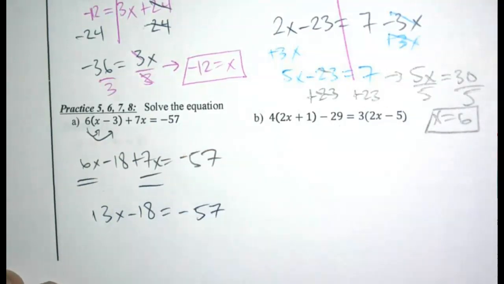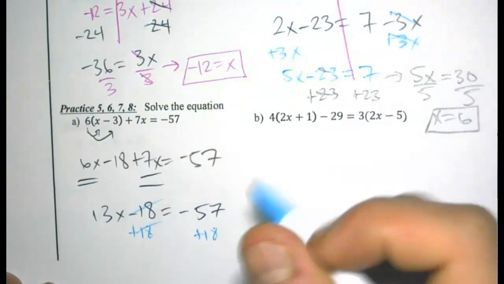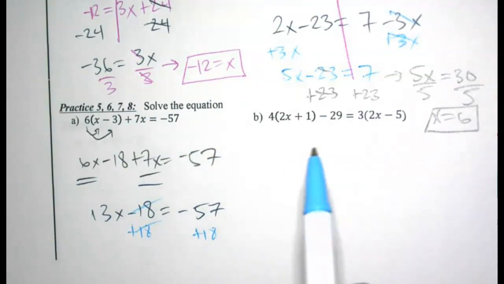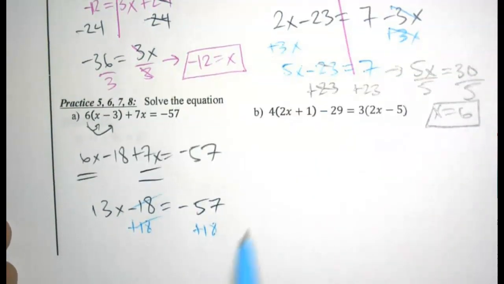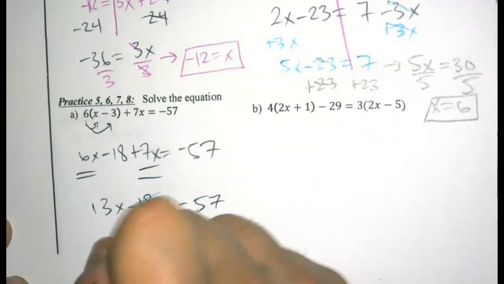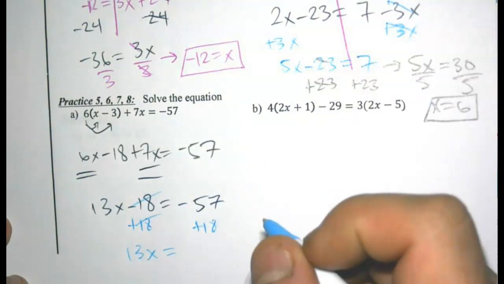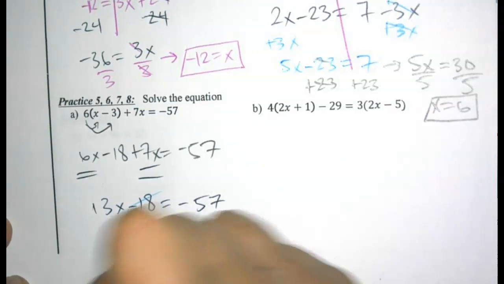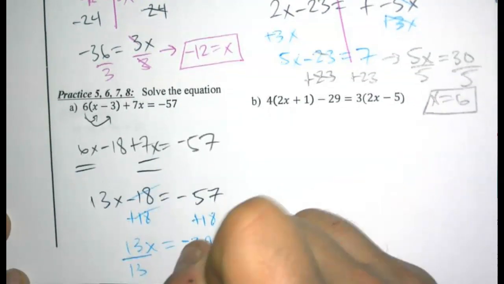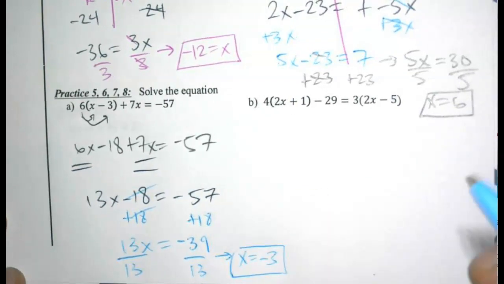Next I'm going to add 18 to both sides. Get rid of that 18, right? You guys, I'm sure you know your objective here is getting the variable by itself. So as I move through an equation, I continue to move things away from the variable as much as I can. So anyhow, bring down the 13x. Negative 57 plus 18 should leave us with negative 39, and divide both sides by 13, and I get x equals negative 3.